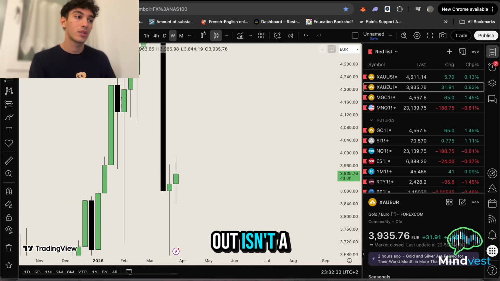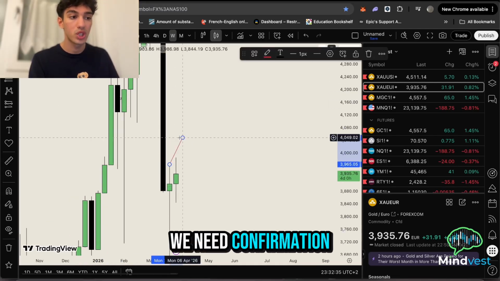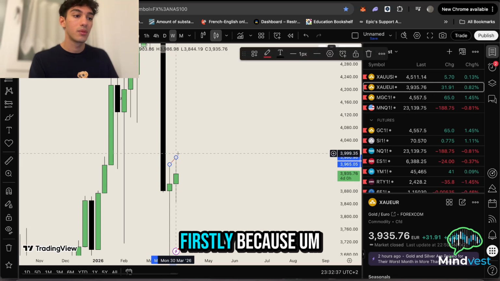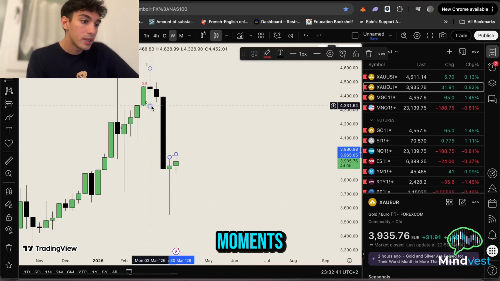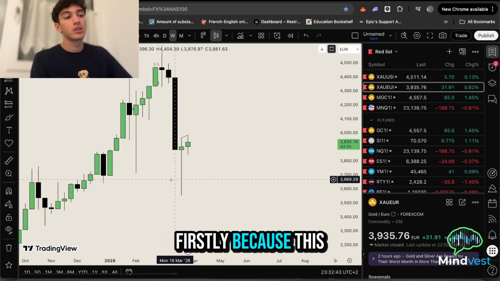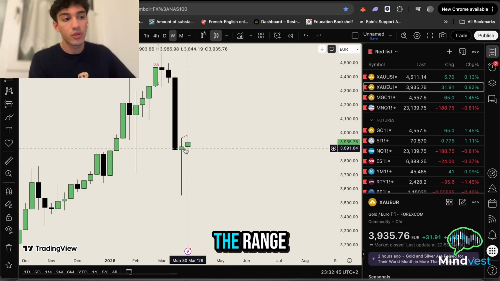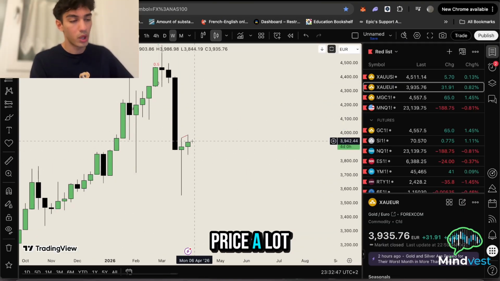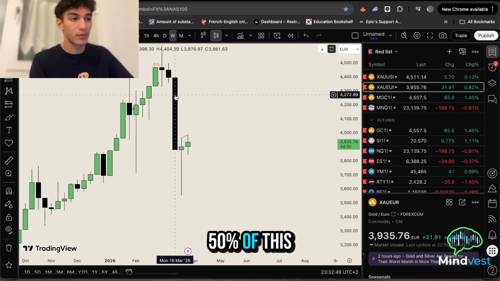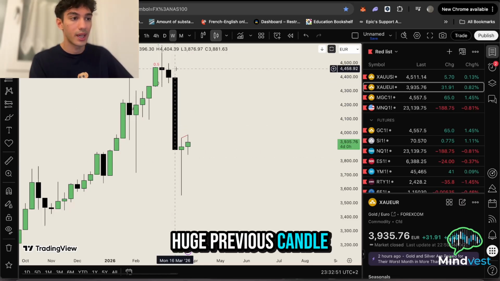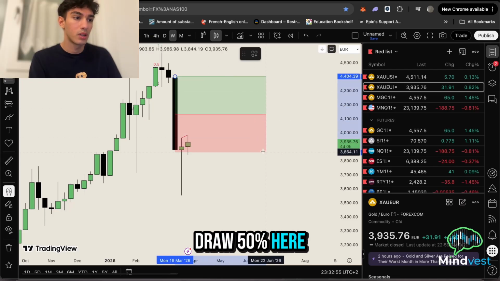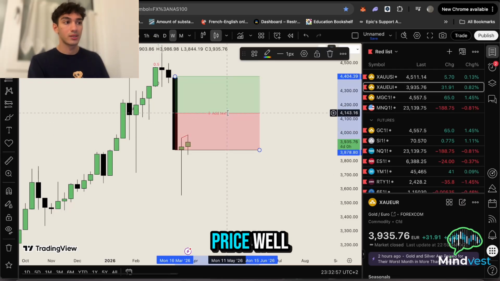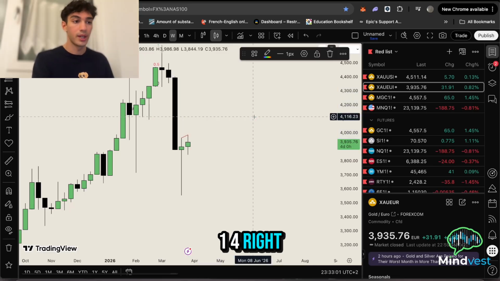Now, taking it out isn't a big thing, right? We need confirmation. Why? Firstly, because this is a reversal candle back into the range. We can push price a lot higher. 50% of this huge previous candle would kind of be my main expectation. So if you draw 50% here, I would expect price, well, this is euro, to hit 414, right?